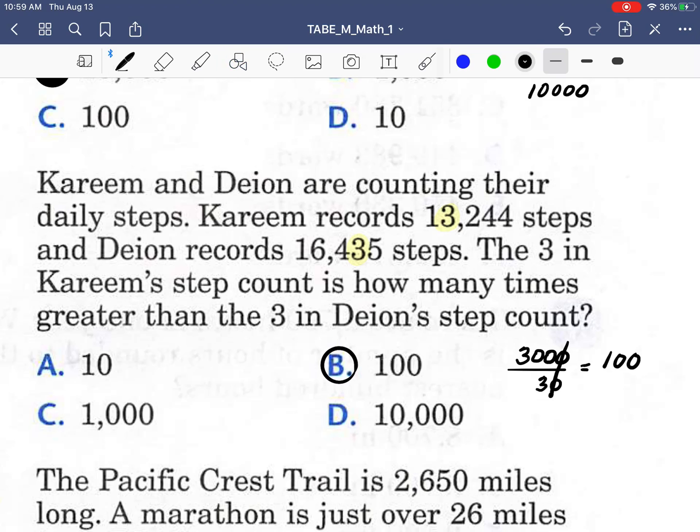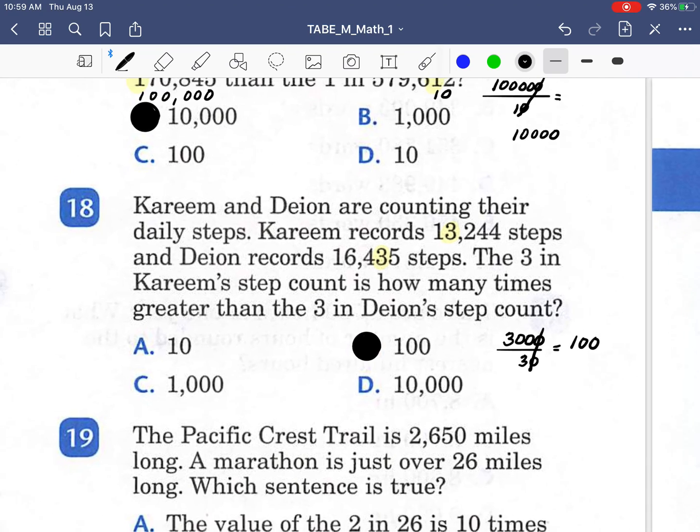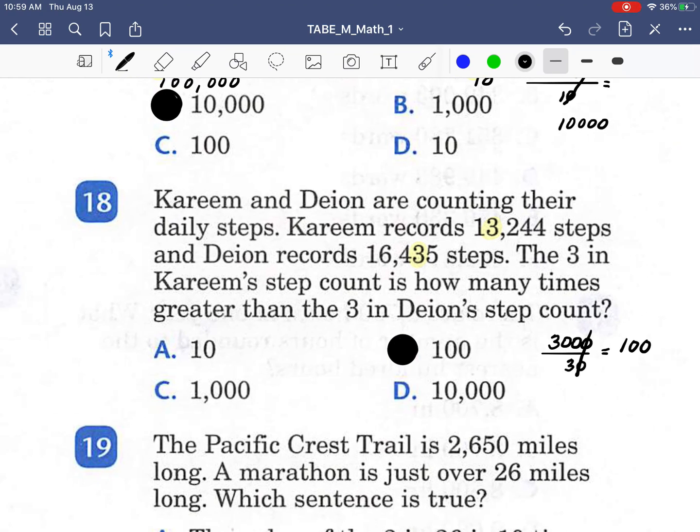Even though Dion has more steps, that's not the question here. They're wanting me to compare the digit 3. And so that's what I have to focus on. It's not about who has more steps.